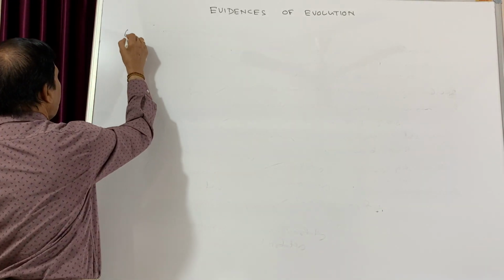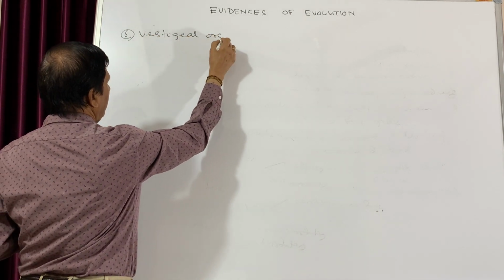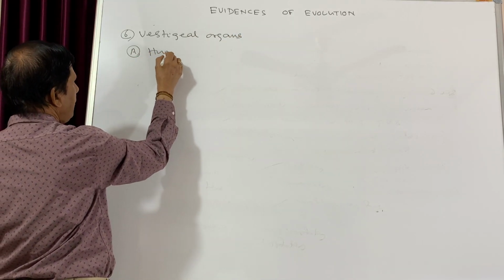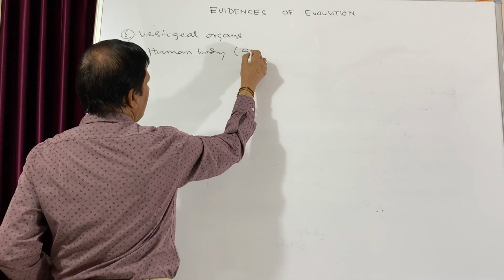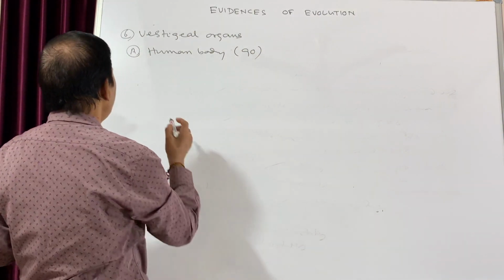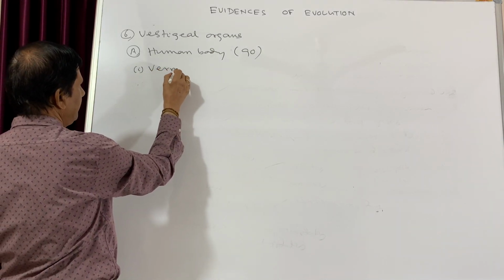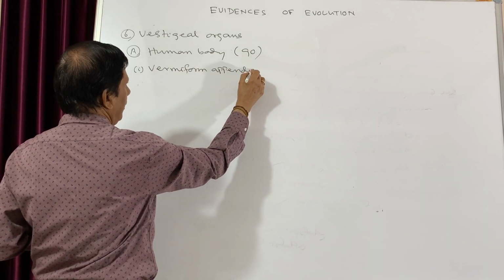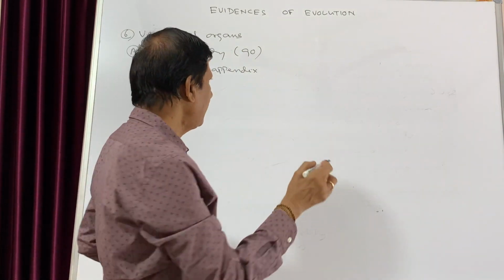So the sixth point is vestigial organs. In case of vestigial organs, if we first discuss that of the human body, there are about 90 such vestigial organs, but some of them, number one, we can represent as the vermiform appendix. Now this vermiform appendix is a tube-like structure present at the end of the cecum.